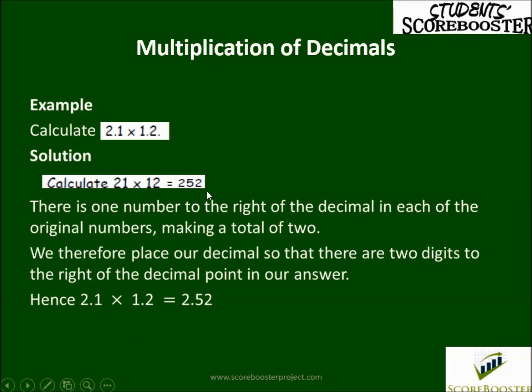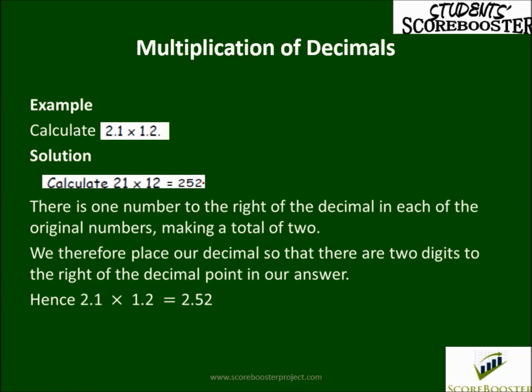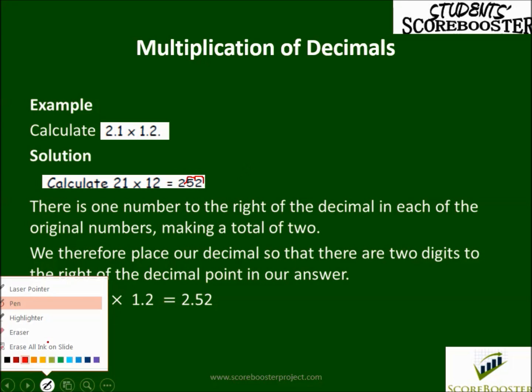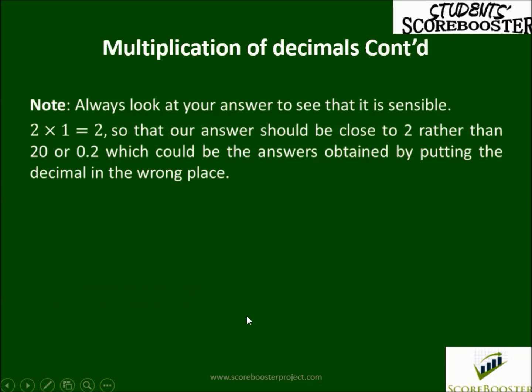So you simply place a decimal point here. This 252 is like 252.0, so you can simply move the decimal point, and you have 2.52. There is one digit to the right of the decimal point in each of the original numbers, making a total of 2. So 2.1 times 1.2 is 2.52.